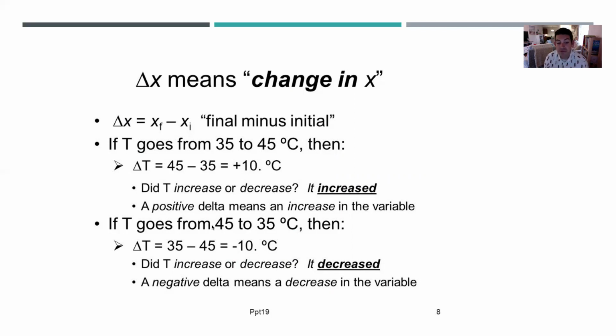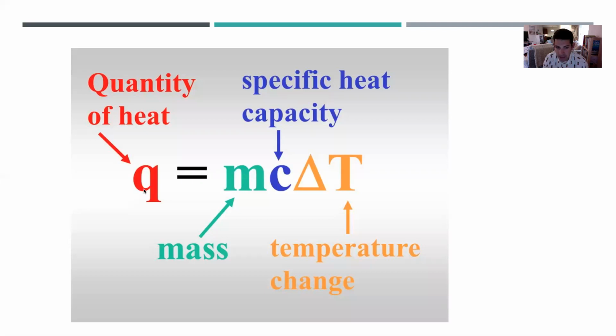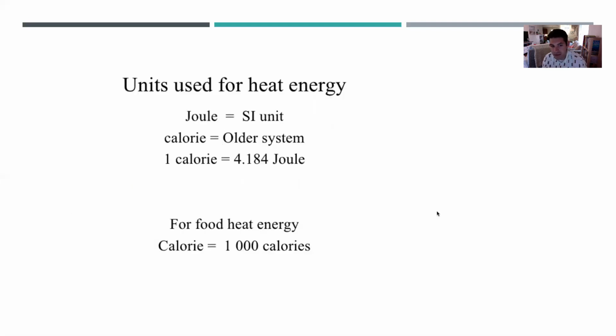If the temperature goes from 45 to 35, well, now 35 is the final temperature. We do 35 minus 45, we get negative 10 degrees Celsius. Temperature decreased, we'll get a negative value. All right, so we just have to be careful in reading these problems to see what the final temperature is, and then subtract the initial from there. All right, so again, Q equals MC delta T. We'll do a little bit of practice with this.